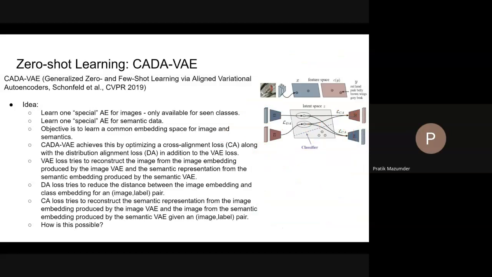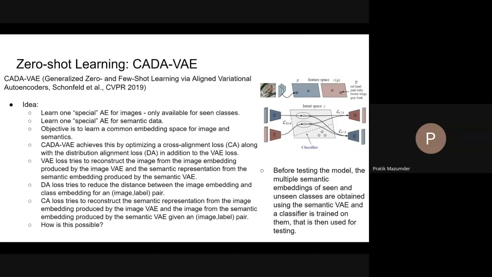Okay, right. So the next thing, this is the testing setup that I just described: before testing, the multiple semantic embeddings of seen and unseen classes are obtained using the semantic VAE, and the classifier is trained on them, and that classifier then is used for testing. That's what I basically described over here.